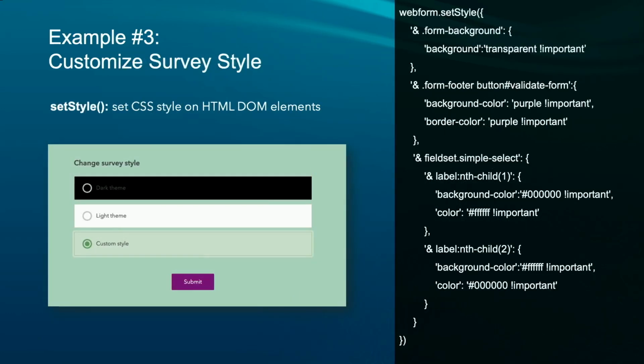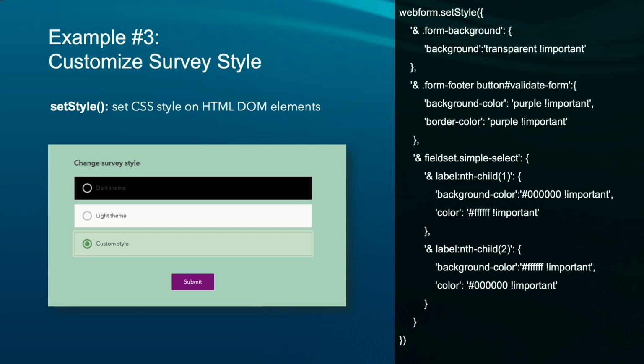We also have a setStyle function, because sometimes the same theme is too limited and I want to do more customization. So you can use the setStyle function to set a CSS style on an HTML DOM element. Like I mentioned, this is advanced, but very flexible and powerful. You can customize all the styles you want in the survey to match the style in your application.